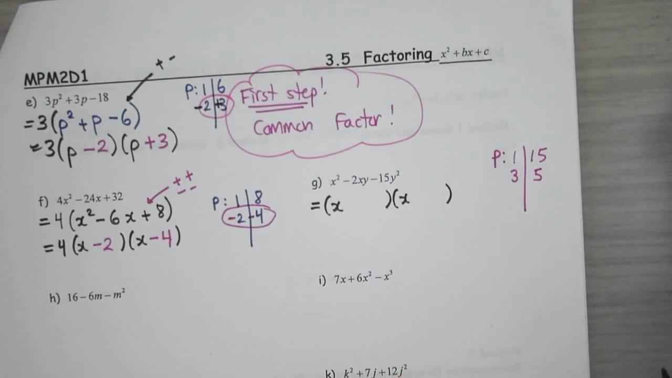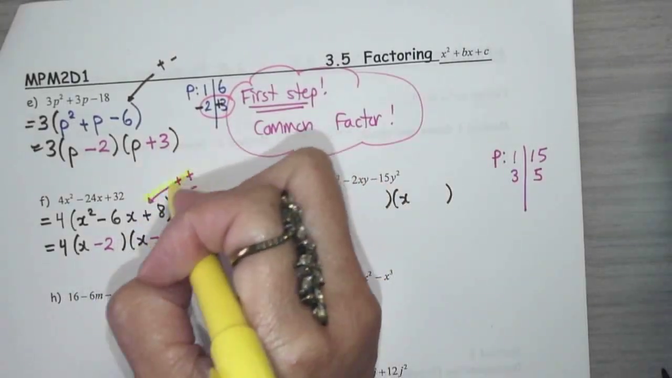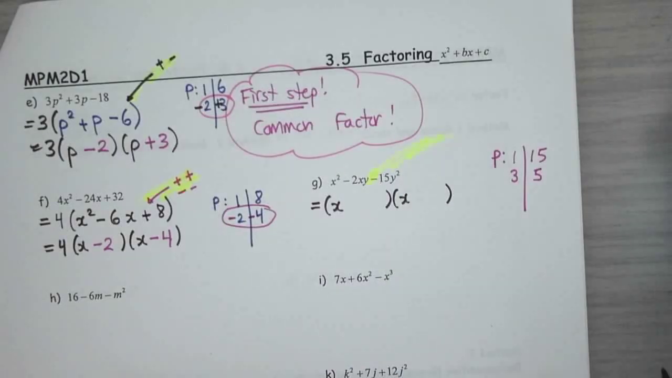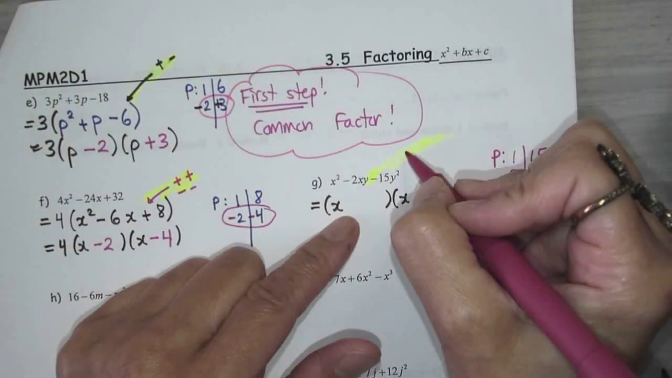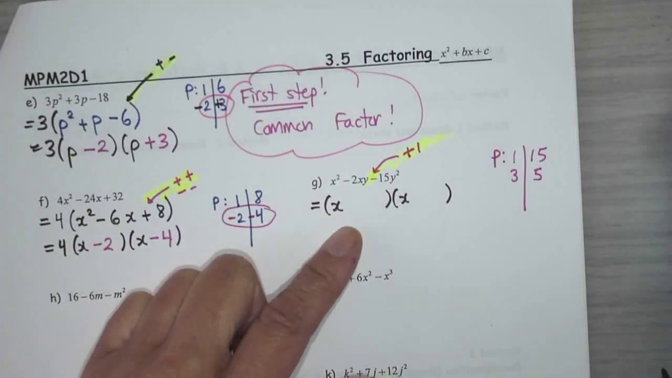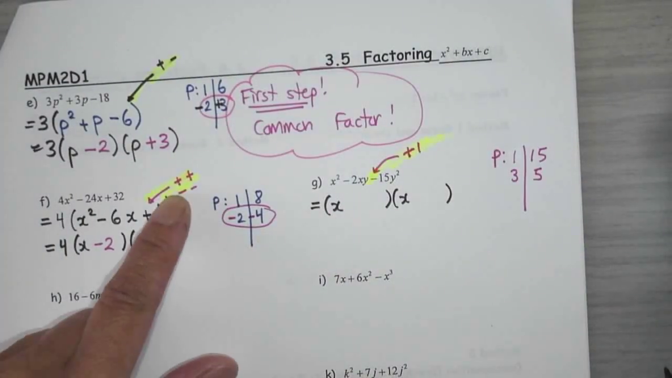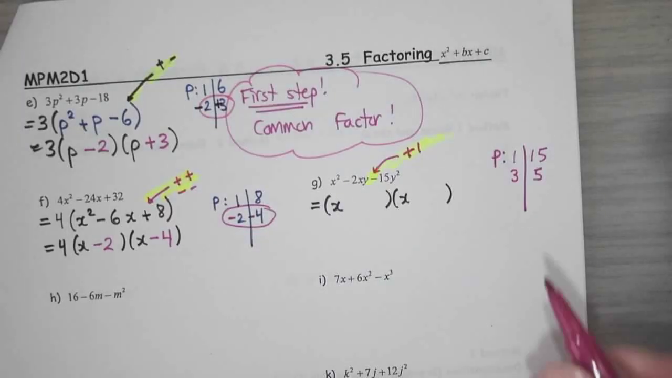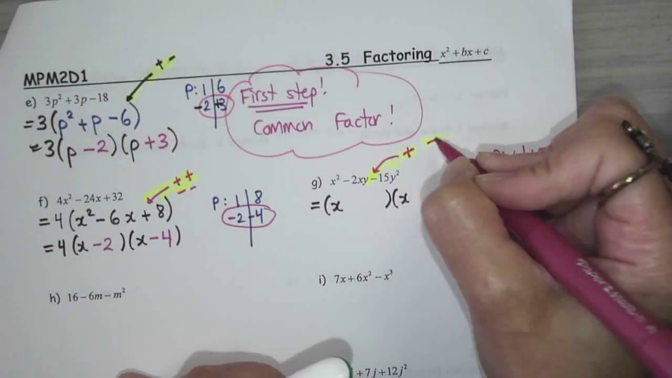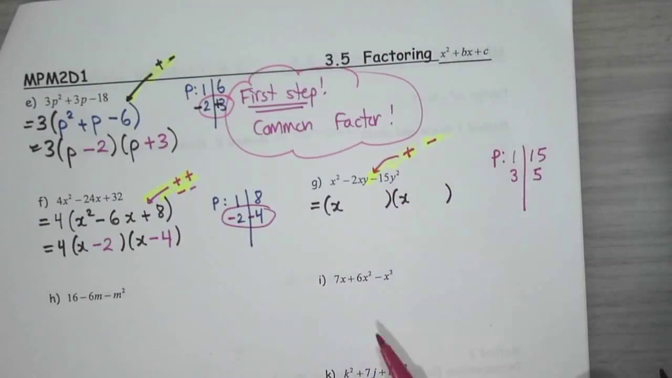Now look at the signs. We're always looking at the signs. The sign for this one has got to be a positive negative, because it's a minus. If it's a minus, it's a positive negative. If it's a plus, it's plus plus or minus minus. So it's a positive negative, so they've got 2 different signs to get that.